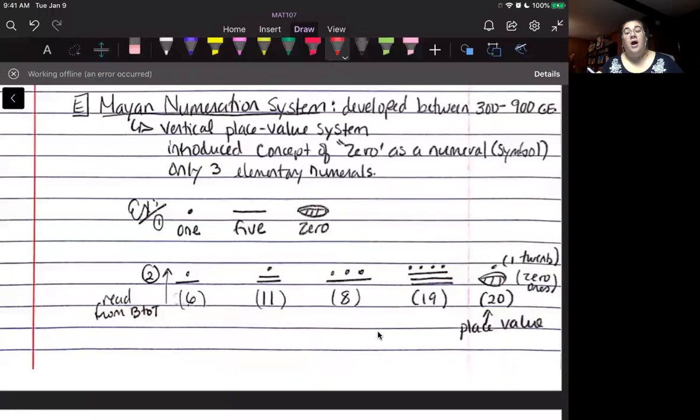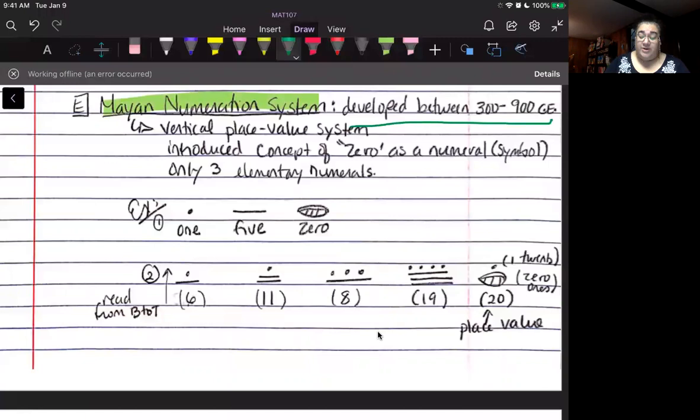So the Mayan numerical system was developed between 300 and 900 CE. So it was a little bit contemporaneous or immediately after the Roman numeral system was no longer in use in the Western world. This Mayan system was being developed. Now, a couple of things to notice.